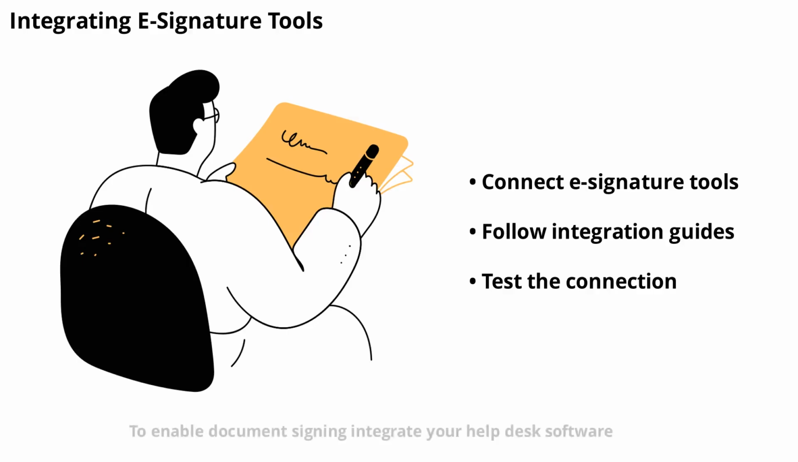To enable document signing, integrate your help desk software with an e-signature tool like DocuSign, Adobe Sign, or HelloSign. Most help desk platforms provide integration guides or app marketplaces. Follow the instructions to connect your accounts, authorize access, and test the integration. This step is essential for automating the document signing process and ensuring legal compliance.